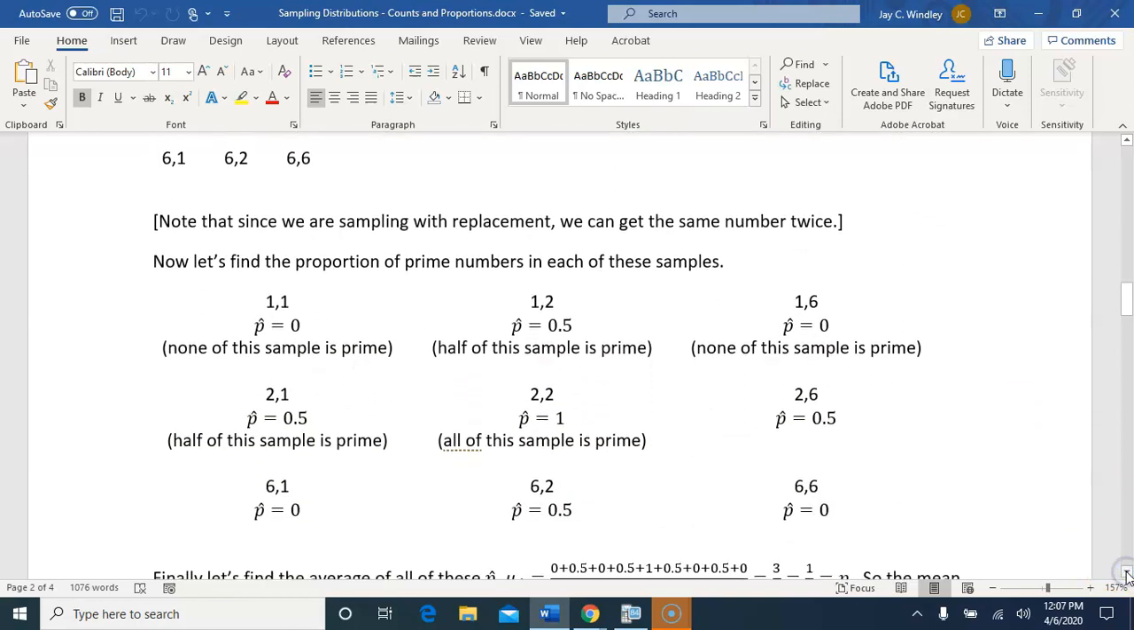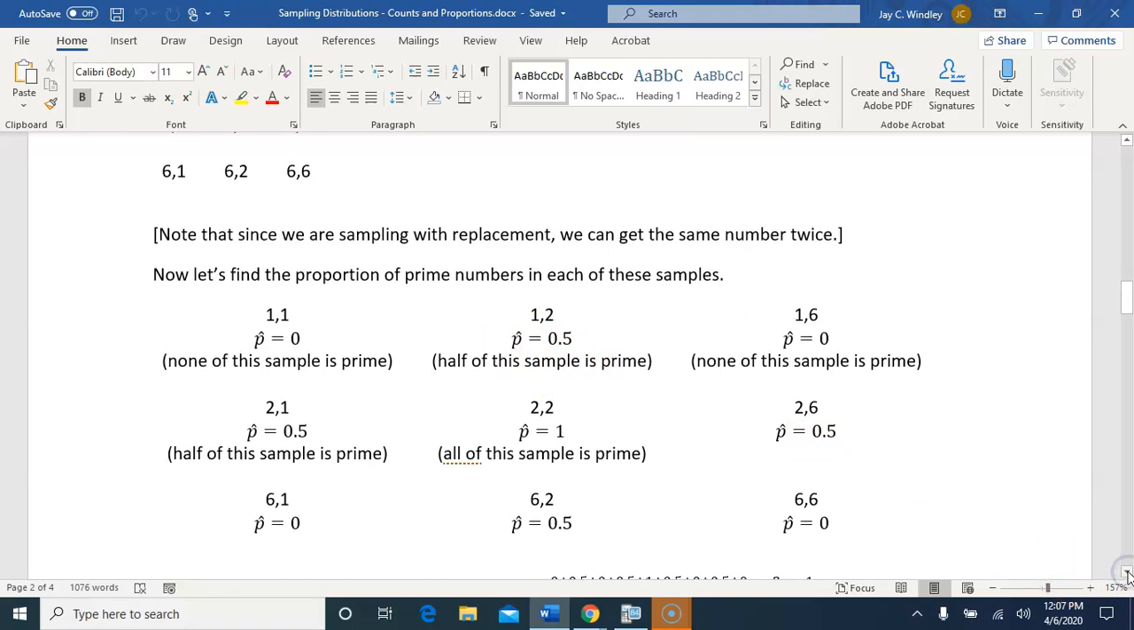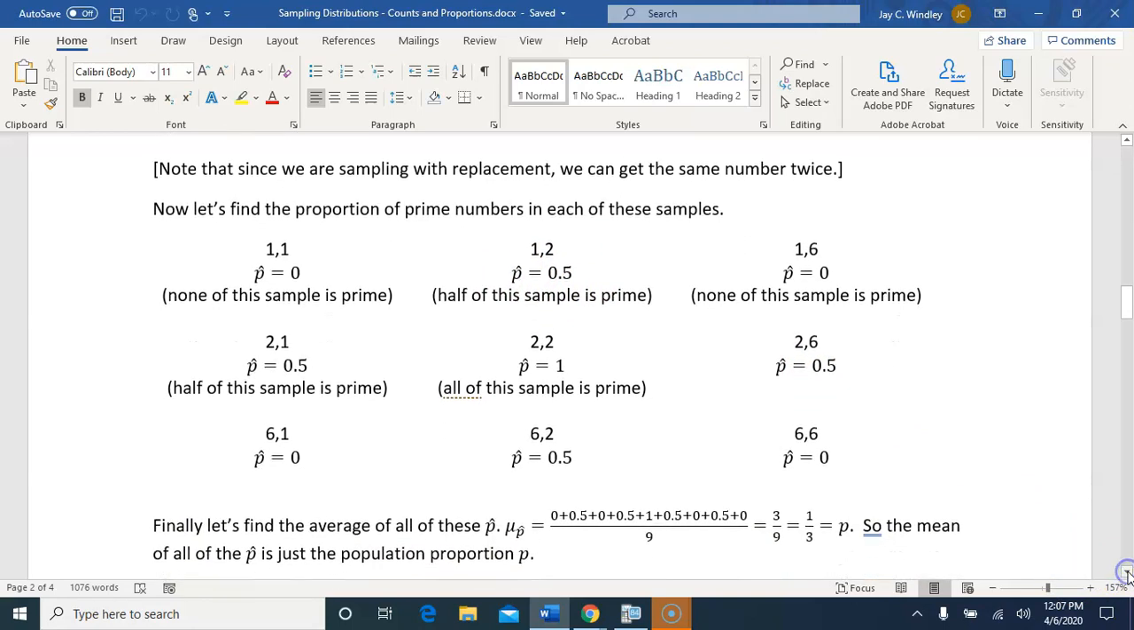And now we're going to calculate the sample proportion for each of those samples. In this first sample, with the number 1 and the number 1, none of the sample is prime, so the P hat for that sample is 0. In this sample here, with a 1 and a 2, half of the sample is prime, so we have a P hat of 0.5, and so on. So I figure out all 9 of those P hats.